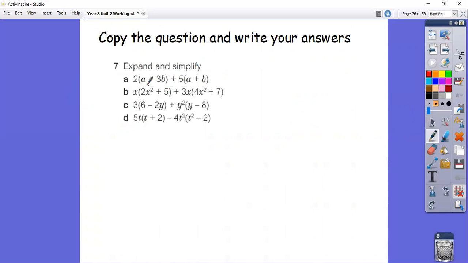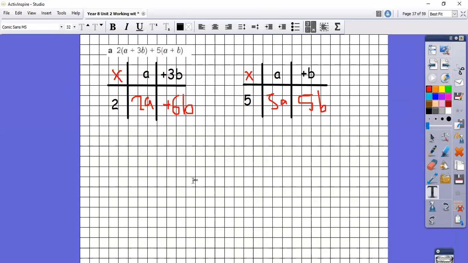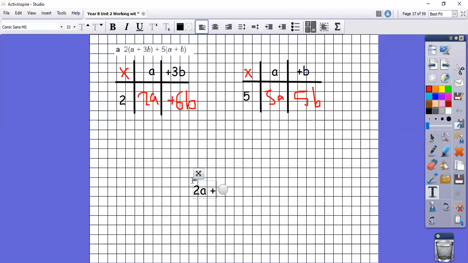Now for these kind of questions, you're expanding double brackets, but then you've got to simplify. So you've got to collect the same creatures. So if we do the first one, I'll do it on the grid method, as I said. So we've got 2 times A, 2 times 3B. Then on the right hand side, you've got 5 times A, 5 times B. So 2 times A is 2a, 2 times 3b is a positive, remember it's a positive 6b. Then on the right hand side, you've got 5 times a is 5a, 5 times b, 5b. So if I just quickly write these out, you've got 2a plus 6b. Then on the right hand side, you've got plus 5a plus 5b.